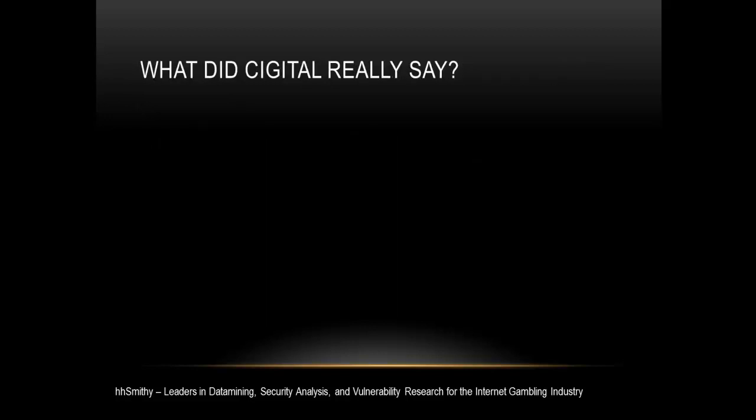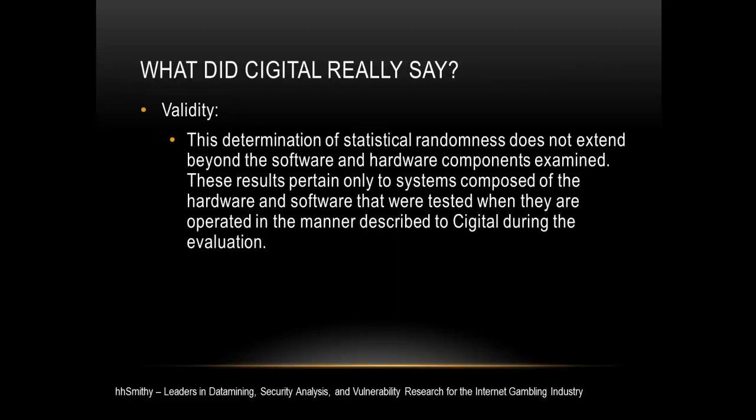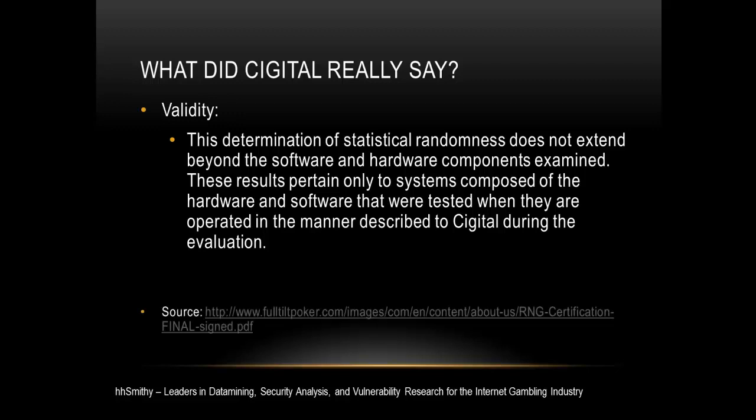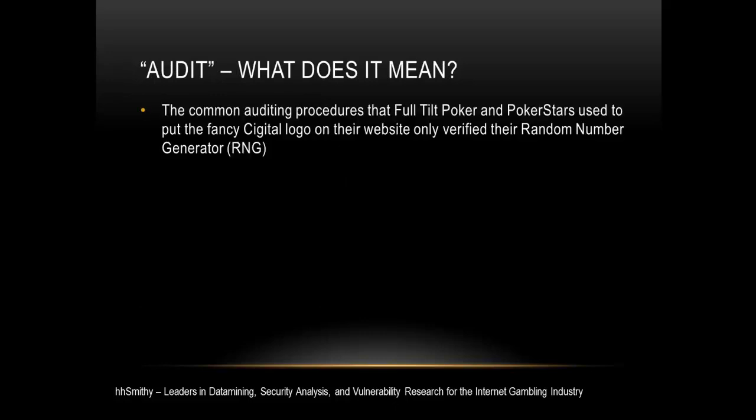So what did Cigital really say? The validity section of the report said, "This determination of statistical randomness does not extend beyond the software and hardware components examined. These results pertain only to systems composed of the hardware and software that were tested when they are operated in the manner described to Cigital during the evaluation." And there's the source. If you want to check it out, it's on fulltiltpoker.com/images/com/en. Yeah, that's there.